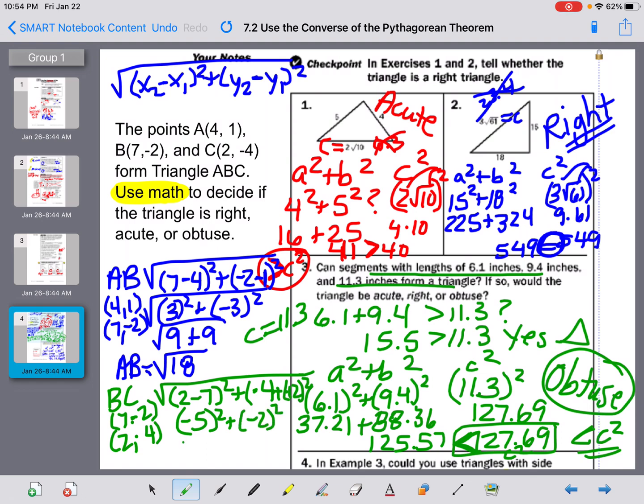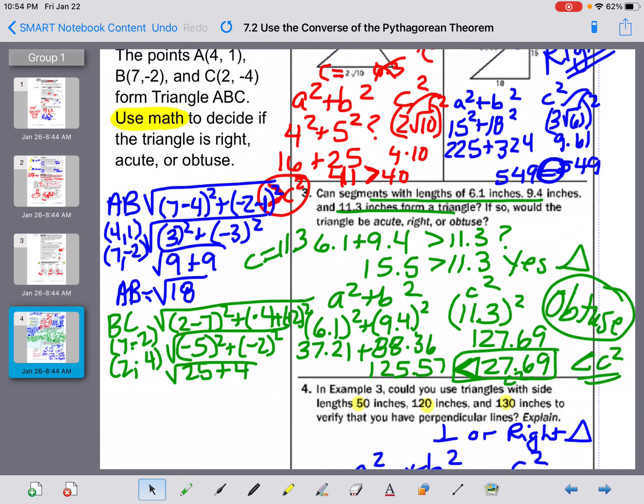Negative 5 squared is 25. Negative 2 squared is 4. Never a positive, or never a negative out of that, right? And we're going to join that together, and I know that BC now is the square root of 29. And again, leave it. Don't worry about simplifying anything right now. Just go ahead and do that.